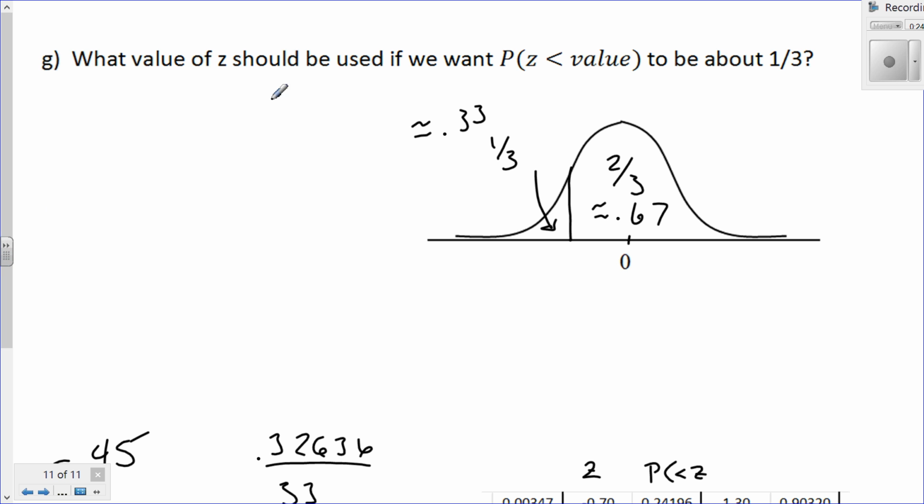So if I want a value of z so that the probability of being less than z is about 1/3, negative 0.45 is going to be my cutoff value then, so that this area is about 1/3, 0.326, and this area will be a little bit more than 2/3.